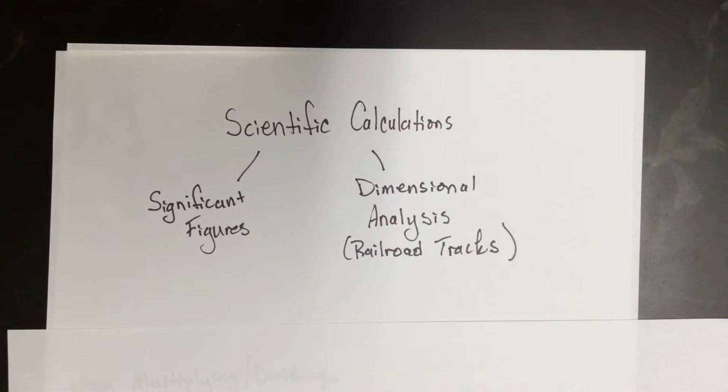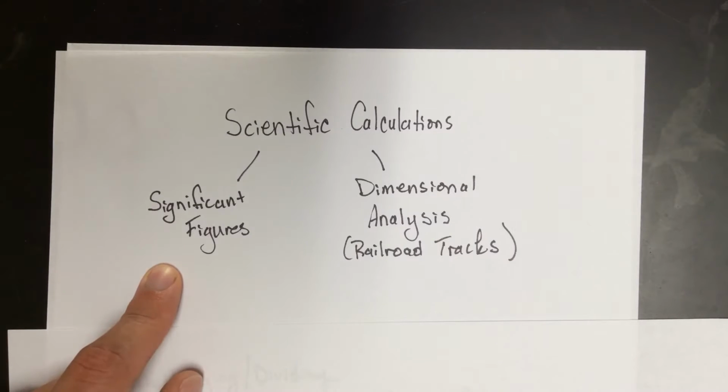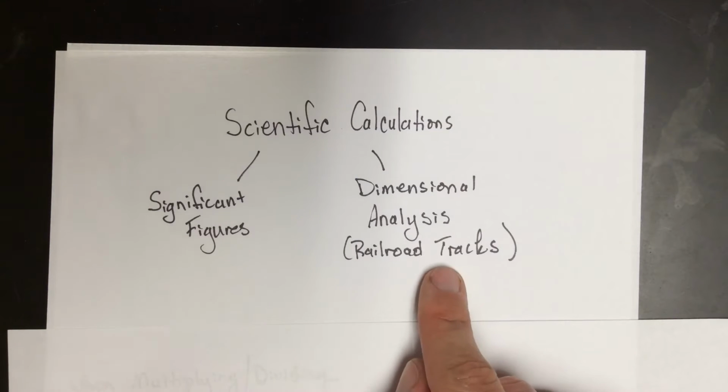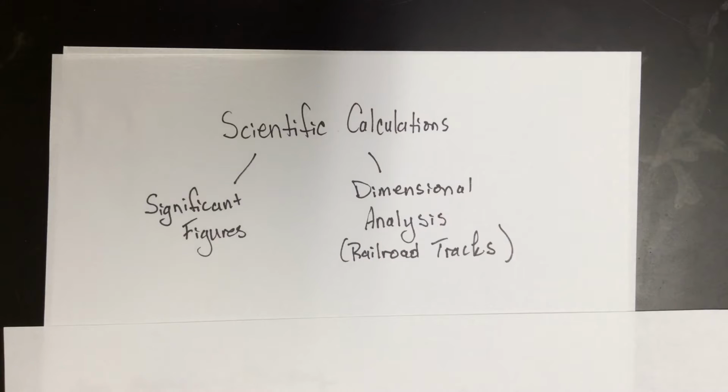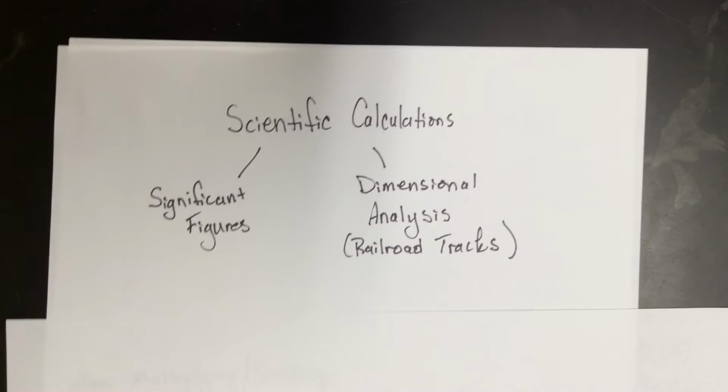Hello everyone. In this tutorial video we are going to talk about how to perform scientific calculations in an honors course. This video is going to address two major topics: significant figures and their use in calculations, and dimensional analysis, which my very first chemistry teacher taught me to call railroad tracks, and which I still call to this day.